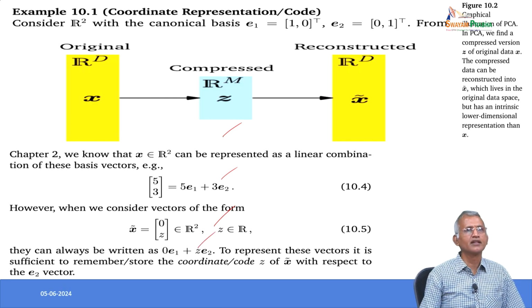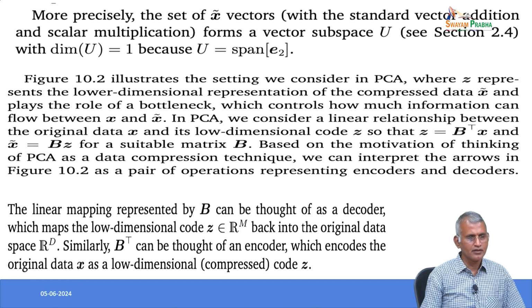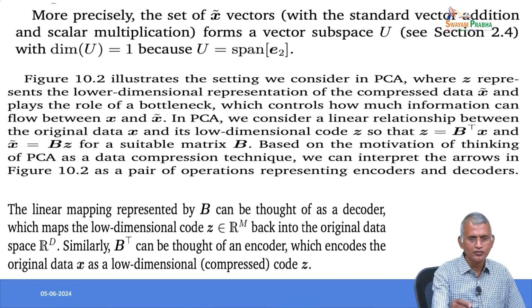This represents the vector. It is sufficient to remember or store the coordinate or code z of x bar with respect to the e2 vector. More precisely, the set of x bar vectors forms a vector subspace U of dimension 1, and because U is spanned by e2. So, this figure illustrates the setting we consider in principal component analysis, where z represents the lower dimensional representation of the compressed data x bar and plays the role of a bottleneck which controls how much information can flow between x and x bar.